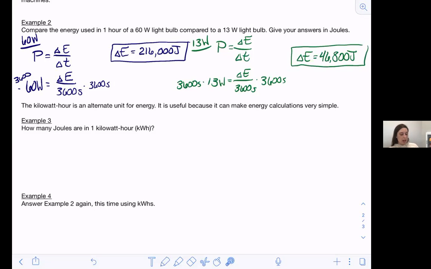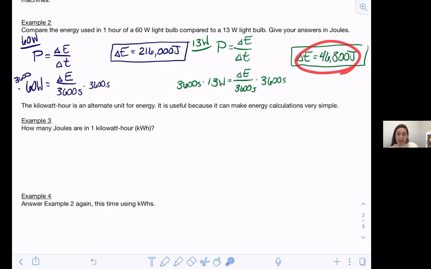Okay. So if we look at our energy consumption, it's quite clear that this 13-watt light bulb is the winner, right? It is using far, far less energy than the 60-watt light bulb does. So if we want to do things like lower our electricity bill, so we're lowering our energy bill, we want to choose the light bulb that's going to use fewer joules of energy every single hour.